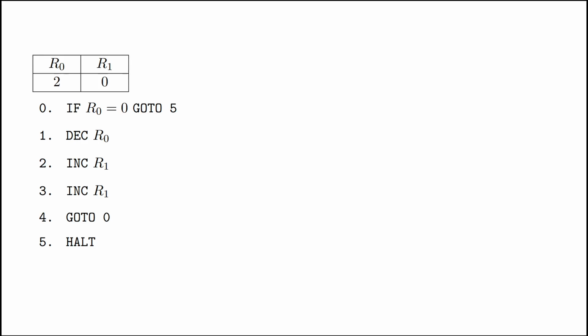This program loops around between lines 0 and 4, subtracting 1 from R0 and adding 2 to R1 until R0 is empty. So when it's done, we will have twice the initial value from R0 now in R1, and R0 will be empty. So we could say that this program calculates the doubling function. Let's watch the program in action, and as we go, I'm going to keep track of some information over to the side.